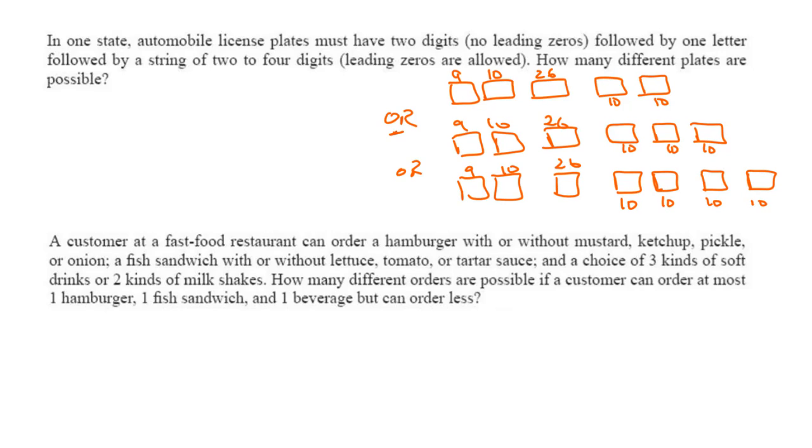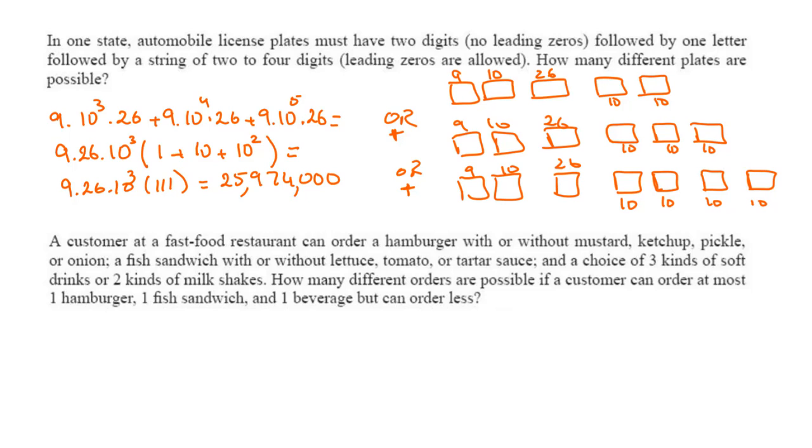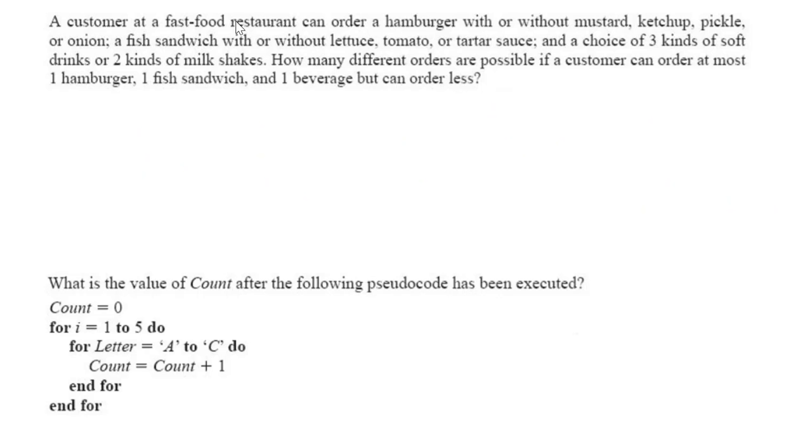As I mentioned earlier, OR is translated to an addition and AND is a multiplication. So the answer is 9 times 10 to the power of 3 times 26 plus 9 times 10 to the power of 4 times 26 plus 9 times 10 to the power of 5 times 26. So the answer is 25,974,000.